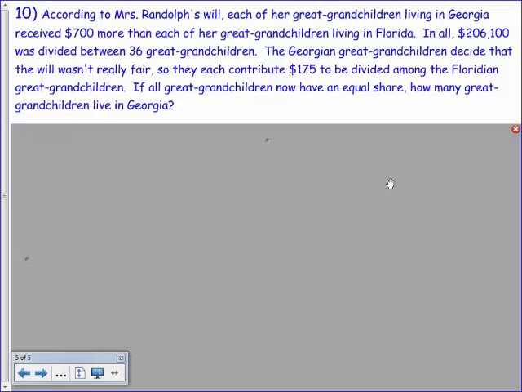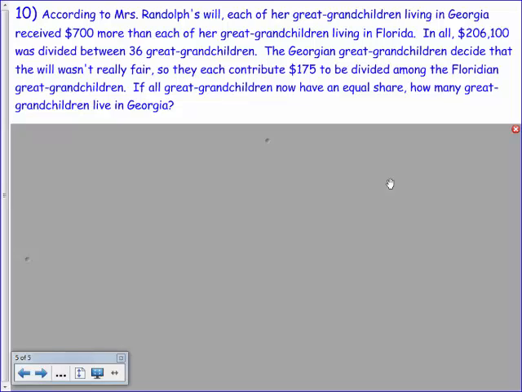Whoa, Mr. Renzel. My head just exploded reading that sucker. Holy buckets. Okay, well, here's my best advice. Break it down, give variables to unknowns, start writing some equations, right? Try to break things down, right? So let's go to the top. Mrs. Randolph's will, each of her great-grandchildren living in... Okay, so she's got great-grandchildren in Georgia and Florida, but we don't know how many there are.